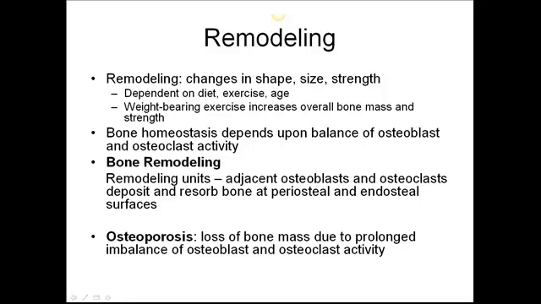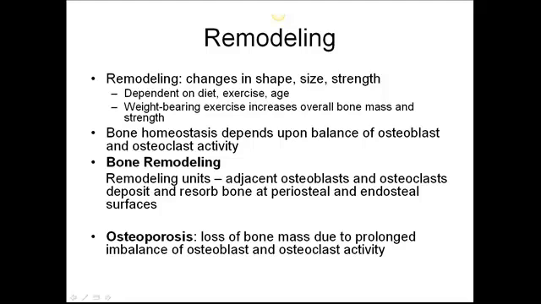So we have changes in shape. Those are very small changes in size and strength. And some of the things that change these are diet, exercise, and age. Weight-bearing exercise increases overall bone mass and strength, and bed rest does the opposite. So the more you sit and watch TV or work on your iPad, the less bone mass you will have. So students typically have low bone mass because they're reading all the time or studying all the time, sitting in a chair. It doesn't build bone mass.